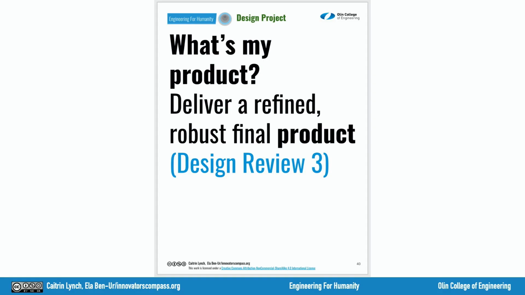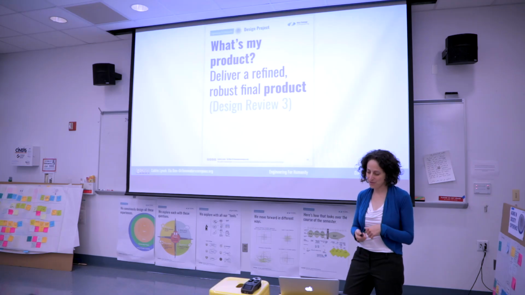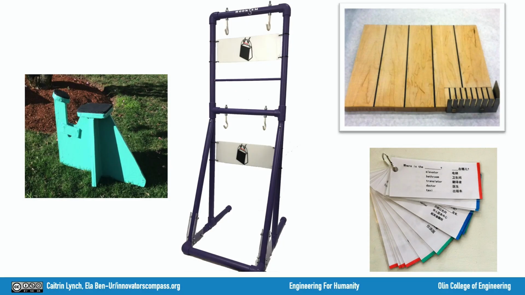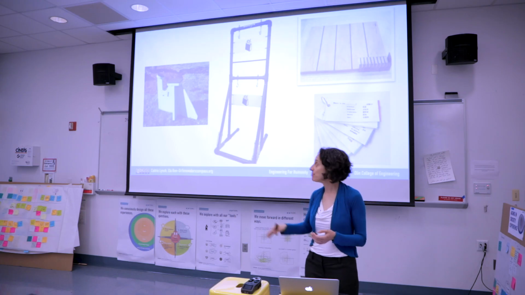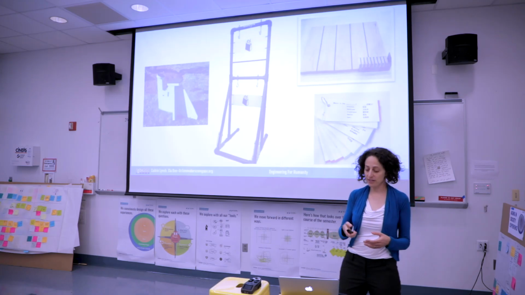Finally, it's time for the product. You've learned a lot, I'm sure, from the pilot that was out there in the world without you, and it's time to deliver a refined, robust final product for Design Review 3. These are some examples of products that have finally brought together character, interaction, and function. There's the gardening stool, the rack for the wheelchair, a cutting board, and some cards to help someone learn English.